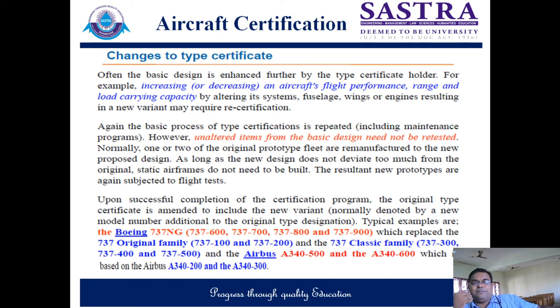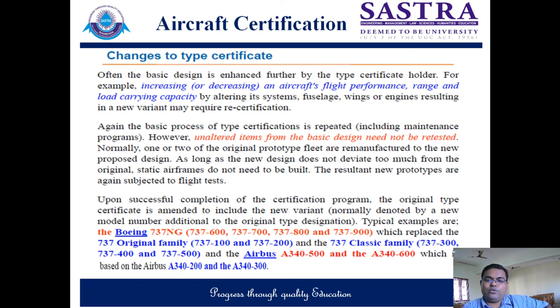It's not like once you have got a certificate, then you can go for some modification or upgradation. The moment you do the upgradation, again you have to apply from the start and get all the certifications. So again, the basic procedure of the type certificate is repeated. Then after that, your certification of airworthiness will be given. Upon successful completion of the certification program, the original type certificate is amended to include the new variant.